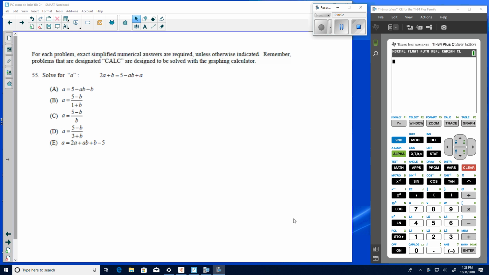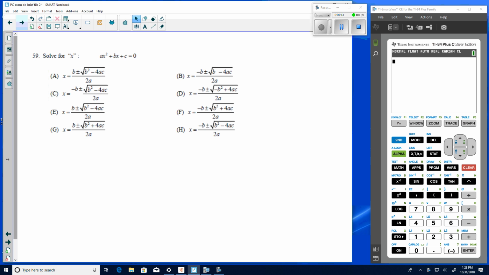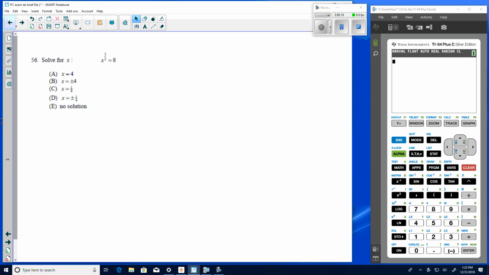Okay, back to the exam debrief. We're now looking at these equations. This is a linear equation. It says solve for A. And by the way, problem 59 was quadratic. Let's see, problem 60 was also a linear equation. So this one and problem 60 are solved the same way.